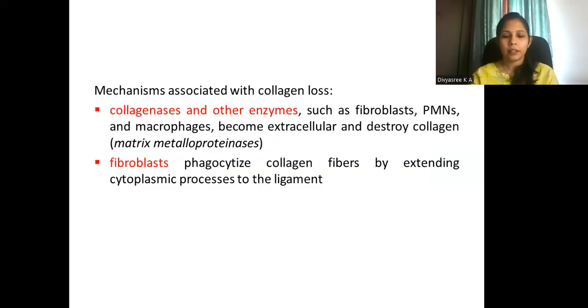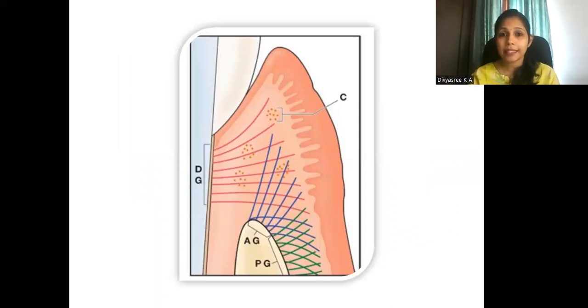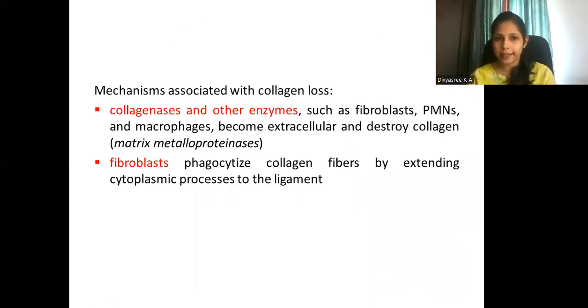Along with that, we saw numerous connective tissue collagen fibers within the gingival connective tissue. There occurs destruction of these connective tissue fibers either due to enzymes released from the microbes or due to enzymes called collagenases. They are matrix metalloproteinases, MMPs. These enzymes are released from fibroblasts, neutrophils, as well as macrophages. They destroy the collagen fibers that are seen just apical to the junctional epithelium. The fibroblasts, apart from releasing collagenases, will also phagocytose the collagen fibers.